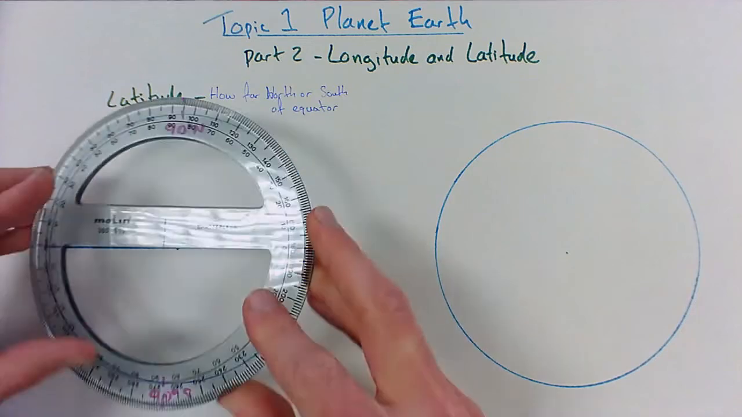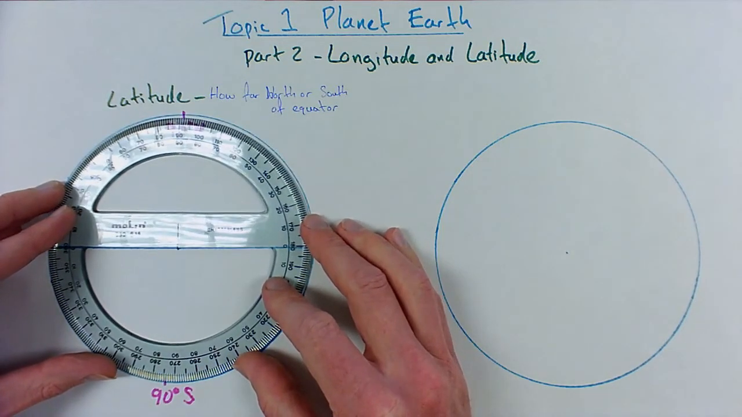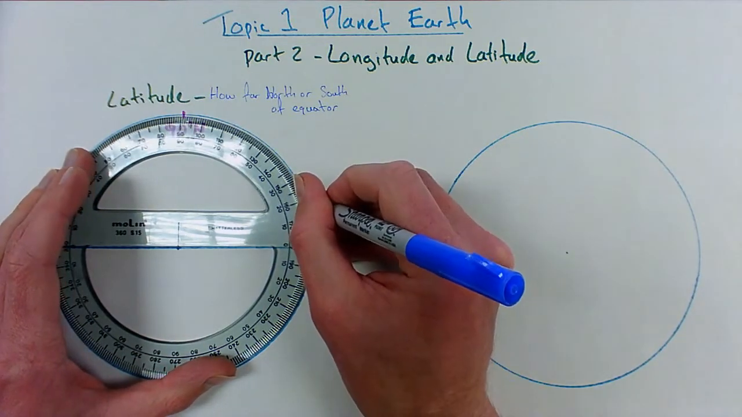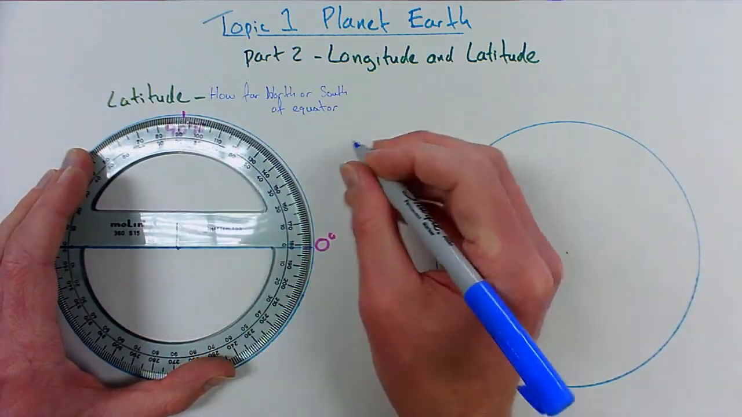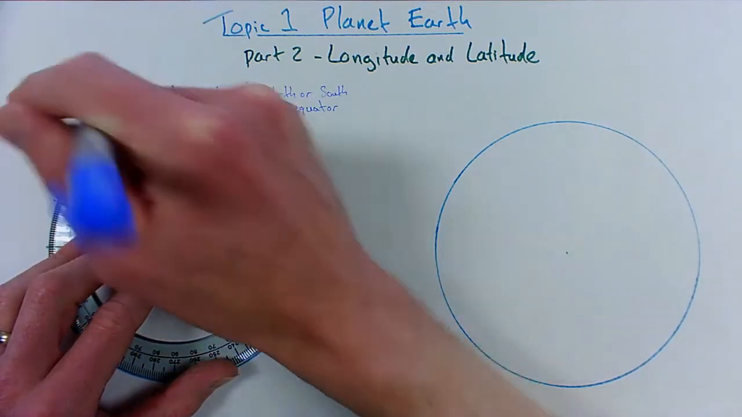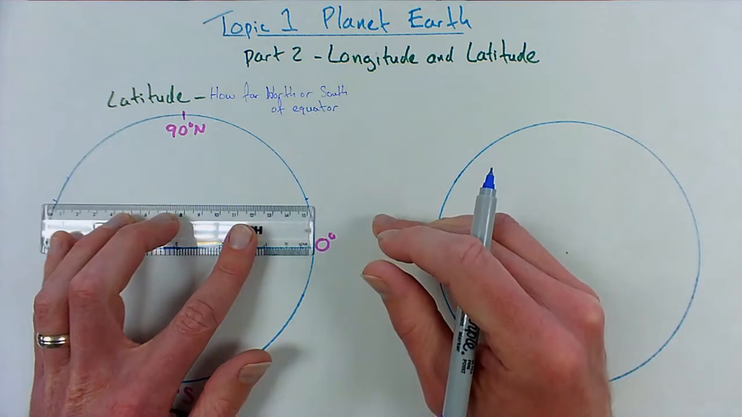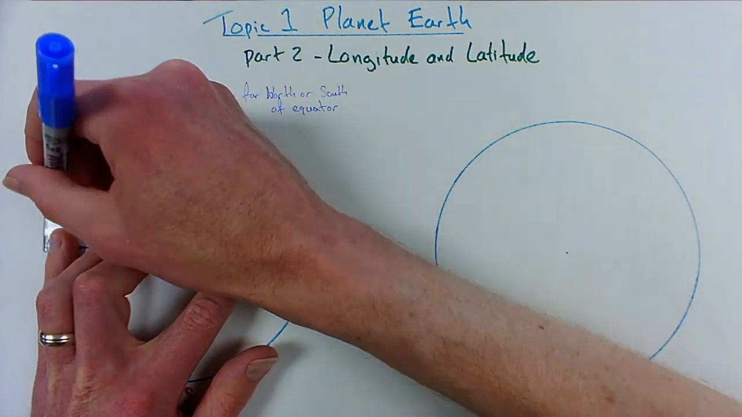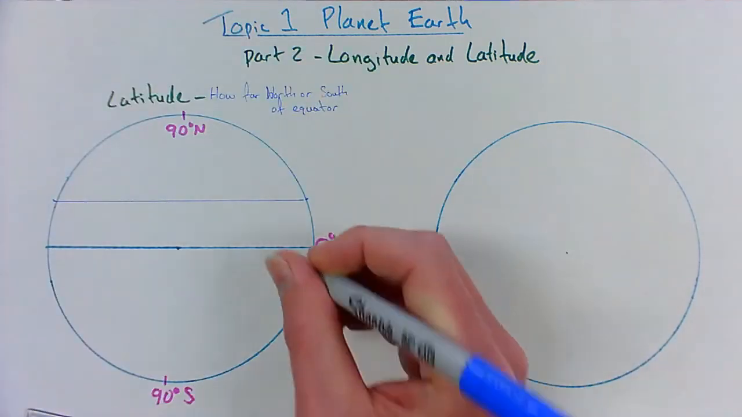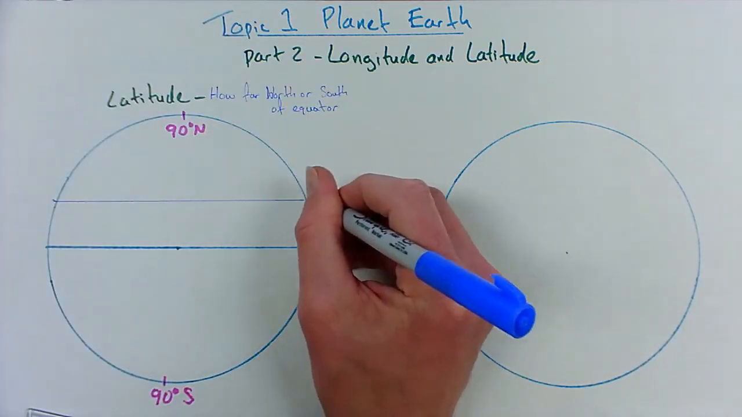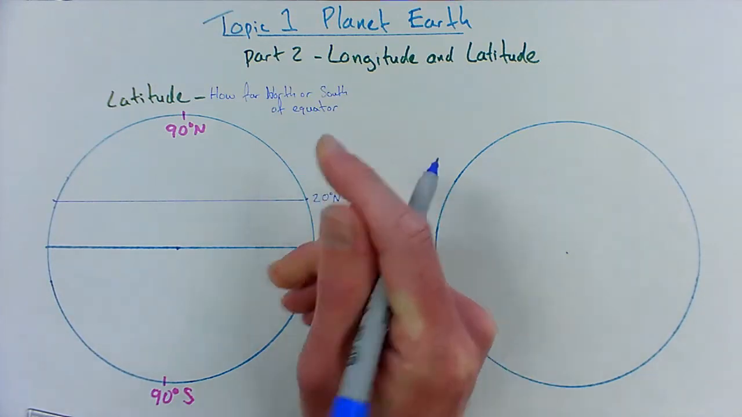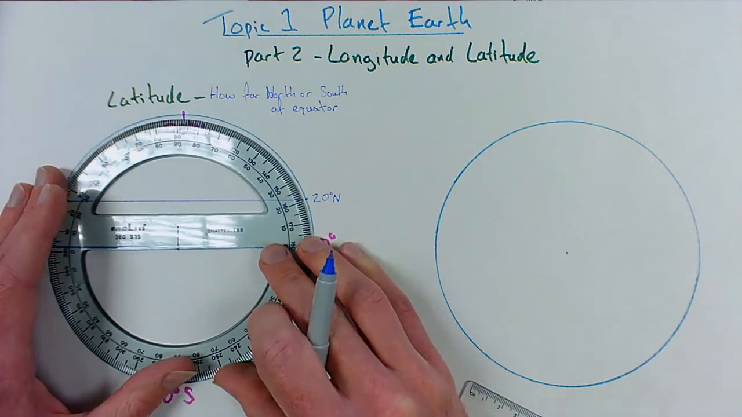And the way we can do that is we can use our protractor, and we can think about, well, here would be 20 degrees. So I'm measuring off my protractor to 20 degrees, and I'll go to 20 degrees on this side. And anything on this level here would have a latitude of plus 20 degrees because it's above, or 20 degrees north.